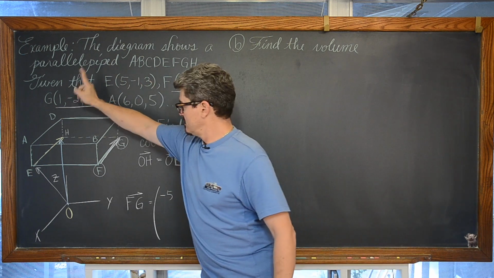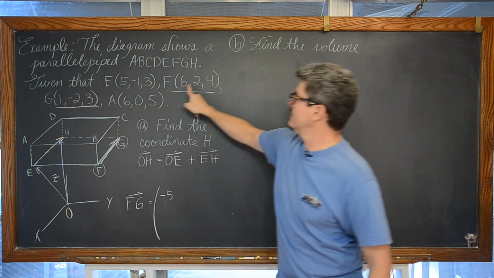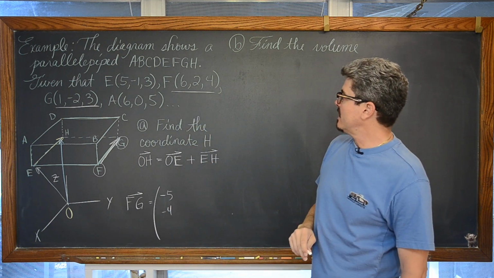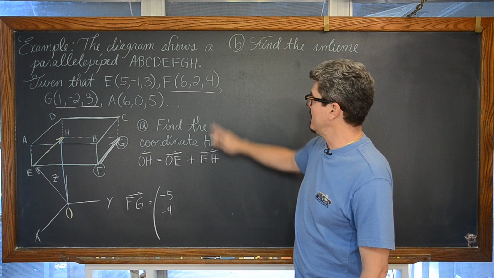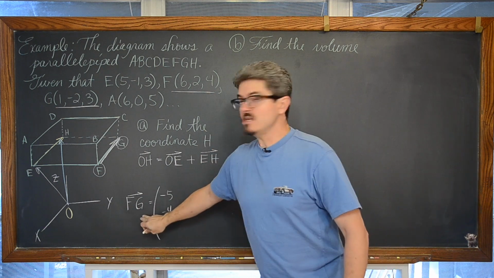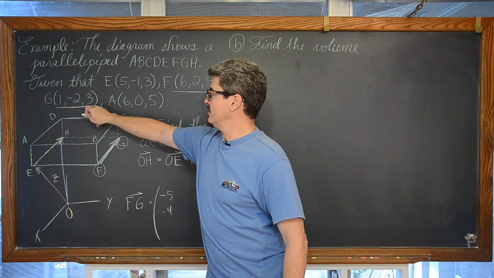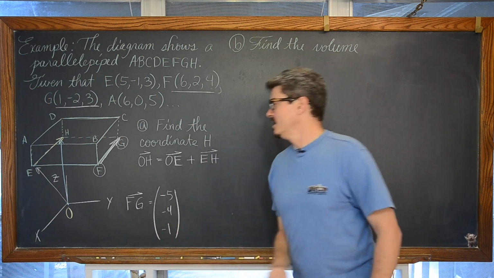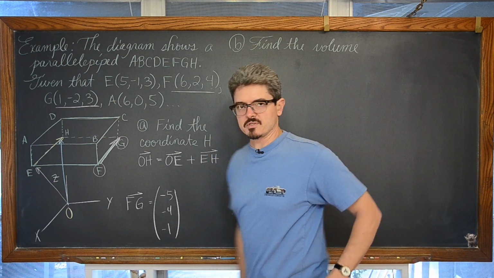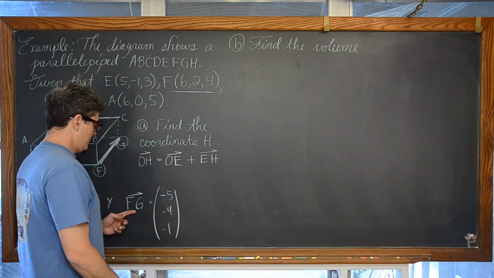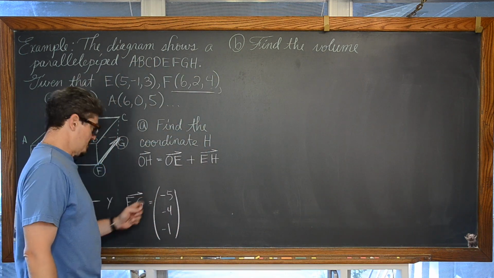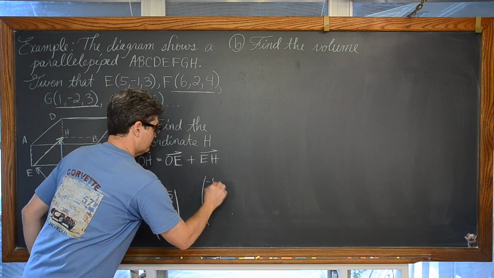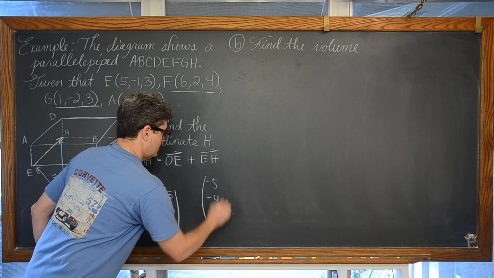We've got -2 minus 2, which is -4. And then for the z component, 3 minus 4, which is -1. I'm writing this in a really bad spot, so I'll clean this up in a second. But remember, vector FG is equal to vector EH. So we're going to be adding (-5, -4, -1).